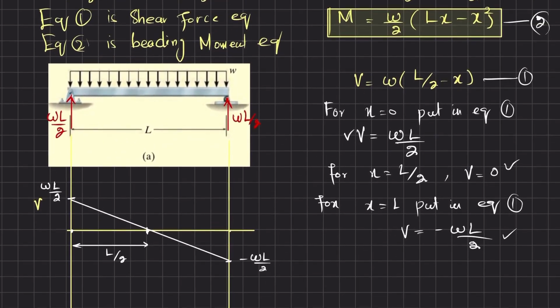Now for the bending moment diagram, again I have to draw a horizontal line, and here we will take the bending moment. Now for X is equal to 0, put in equation 2.